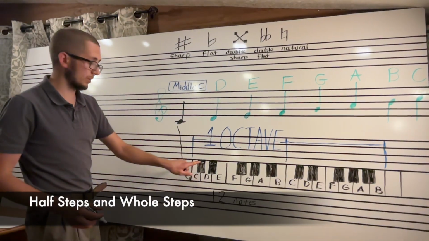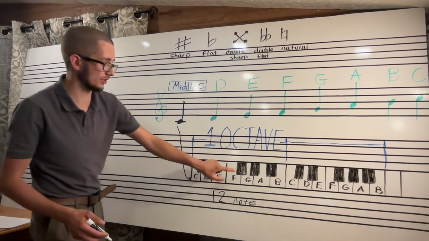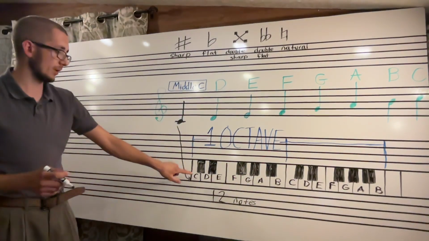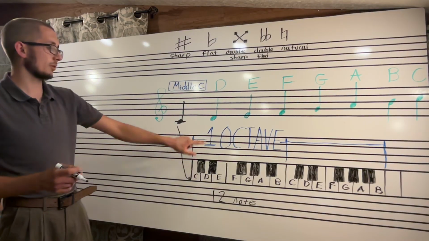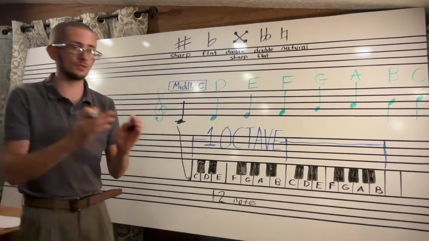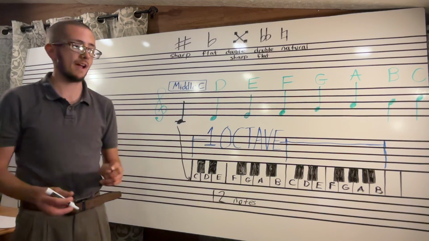There are 12 pitches that belong to one octave. 1, 2, 3, 4, 5, 6, 7, 8, 9, 10, 11, 12. The distance from pitch number 1 to pitch number 2, and from pitch number 2 to pitch number 3, and from pitch number 3 to pitch number 4, the distance from 2 pitches side by side is a half step.